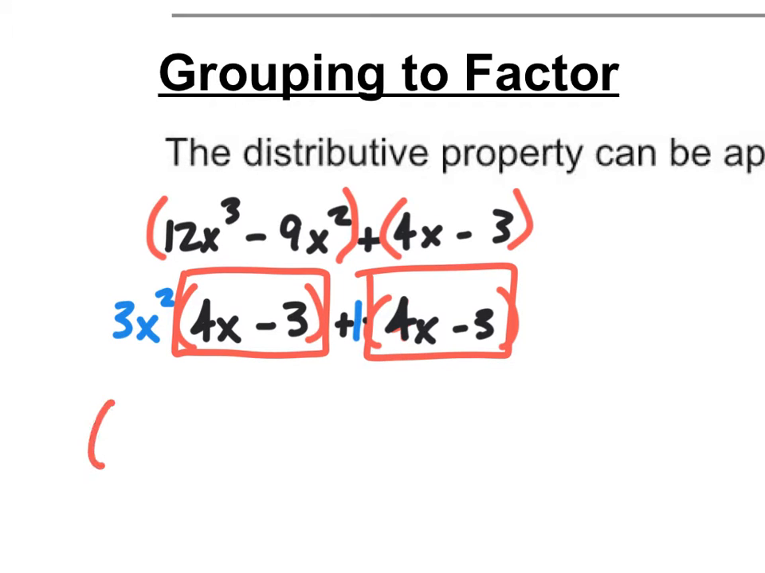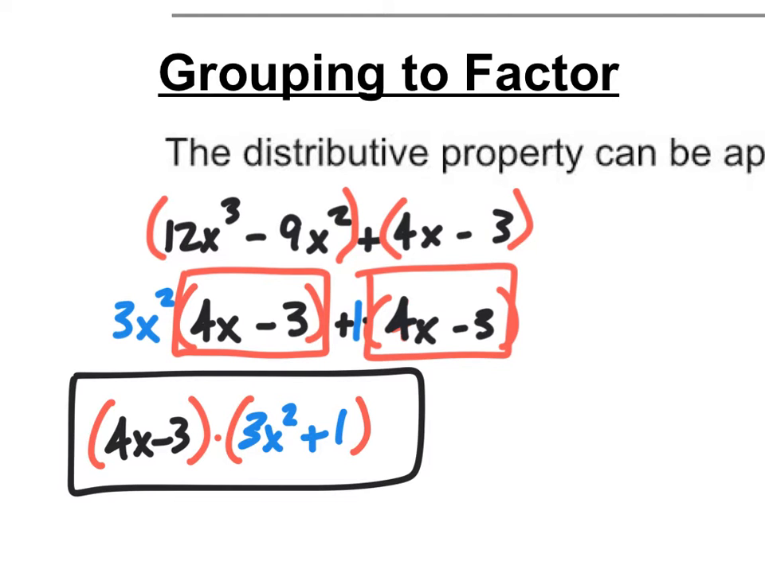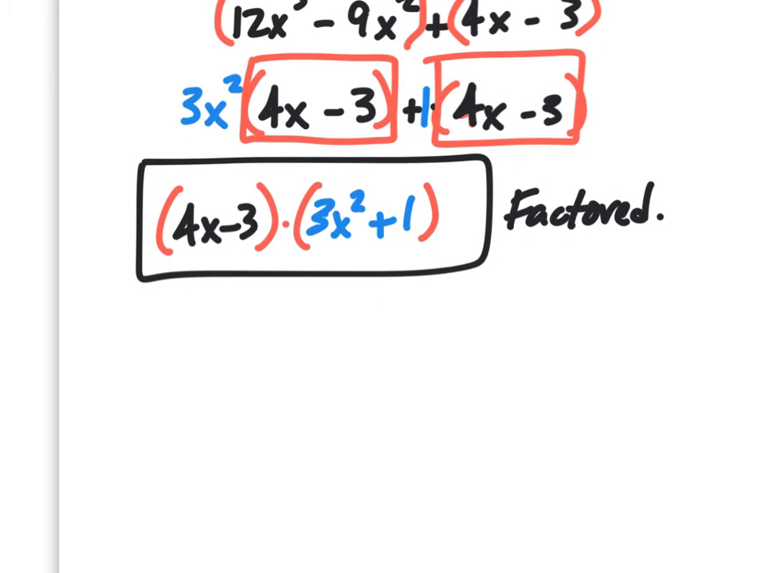I'm going to write the factor of 4x minus 3, and then that would be multiplied by what's left, and that's going to be 3x squared, and then plus 1, okay? And that's it. This is factored, okay? And I can check by multiplying this out and FOILing it if I wanted to, so let's check.